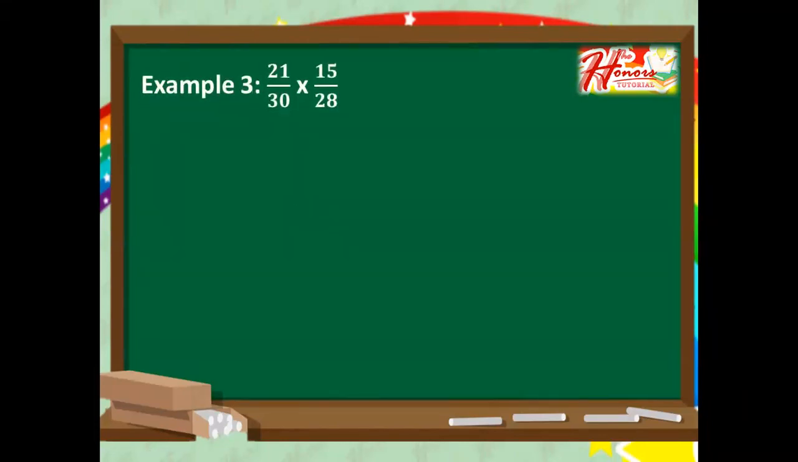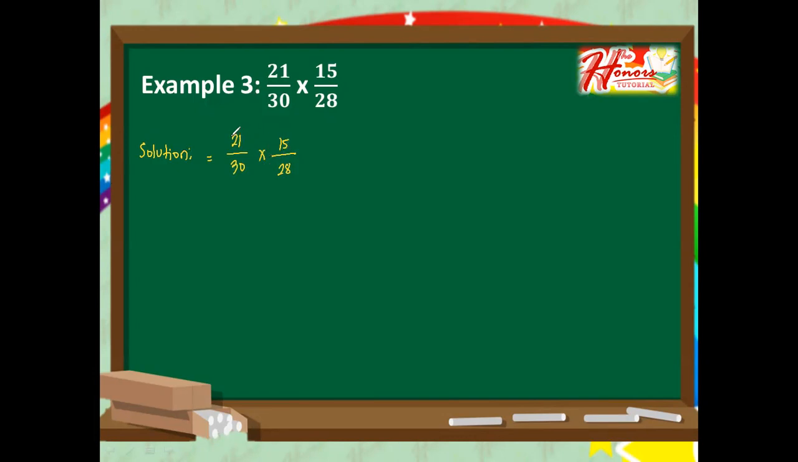Next, we have here example number 3. Let's solve for it. Let's write the solution here. And then let's copy the given. So that's 21 over 30 times 15 over 28. Let's do cross multiplication here. Partners are 21 and 28 and 30 and 15.